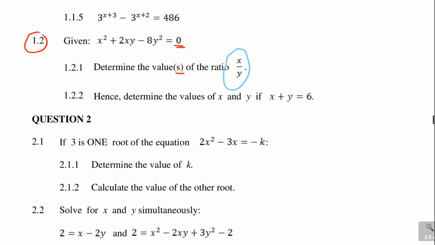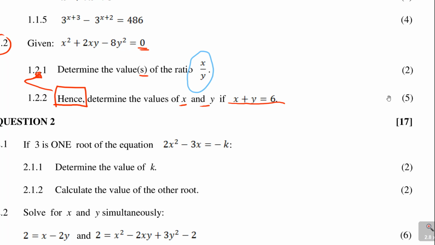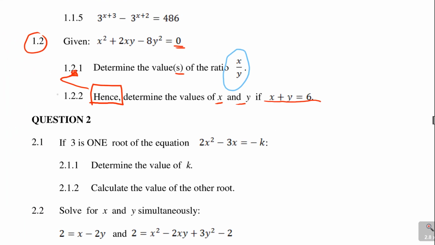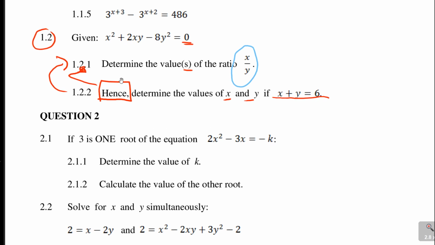And then the other one says, hence. That word hence, be careful of that word. When they say hence, they are saying from what you were doing in question 1.2.1, continue to determine the values of x and y if x plus y is equal to 6. Remember the word hence? Hence means continue. How many marks is that? 5 marks. Hence means continue from the previous question and continue solving. Sometimes they use the word hence or otherwise. They say hence, if you are given x plus y is equal to 6, continue finding x and y.